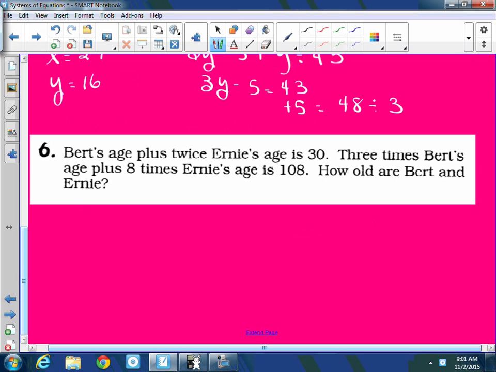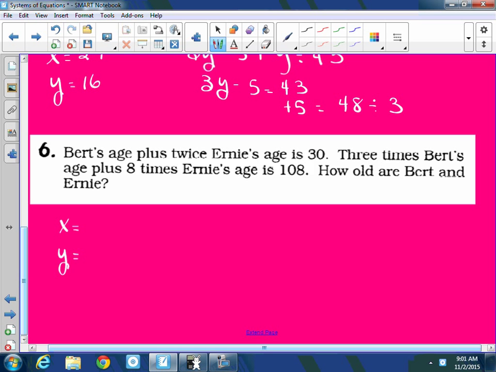All right. For example, birth's age plus twice earnings's age is 30. 3 times birth's age plus 8 times earnings's age is 108. How old are birth and earning? I don't know. It looks a lot more complicated than what it really is. You gotta take it step by step. What's the first step? Define your X and your Y.